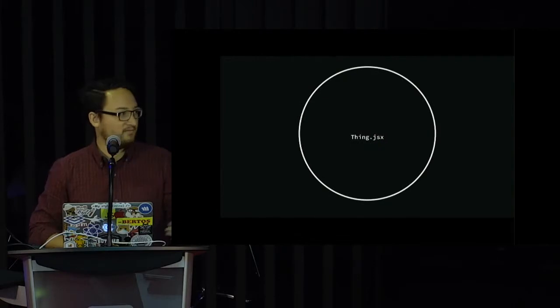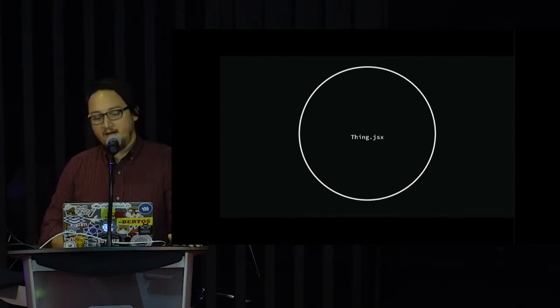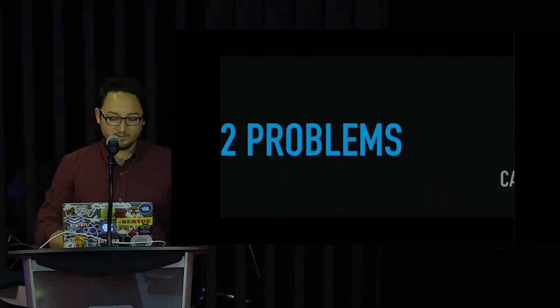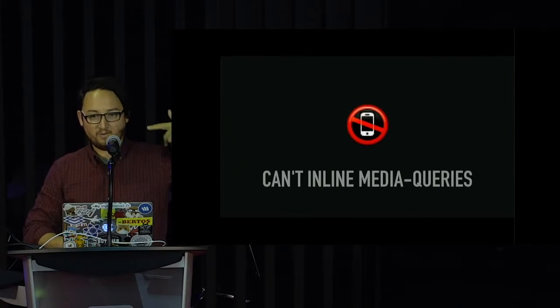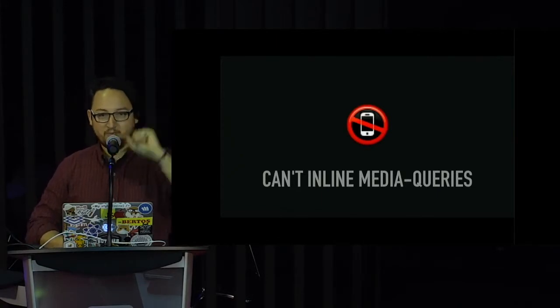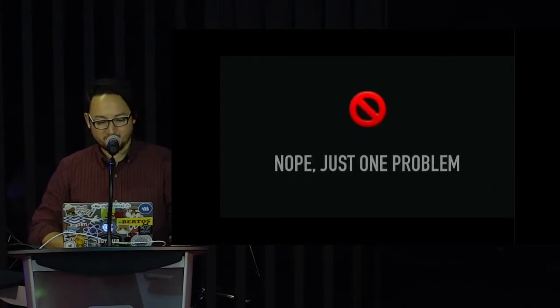I really just want to have a thing.jsx that has all of my opinions about how this thing is styled in my application. But there's two problems with that. The first problem is that you can't inline styled media queries. If you have the style attribute on your component, you can't put media queries and breakpoints into that. And the second problem is, well, actually there is no second problem. There's just the one problem.